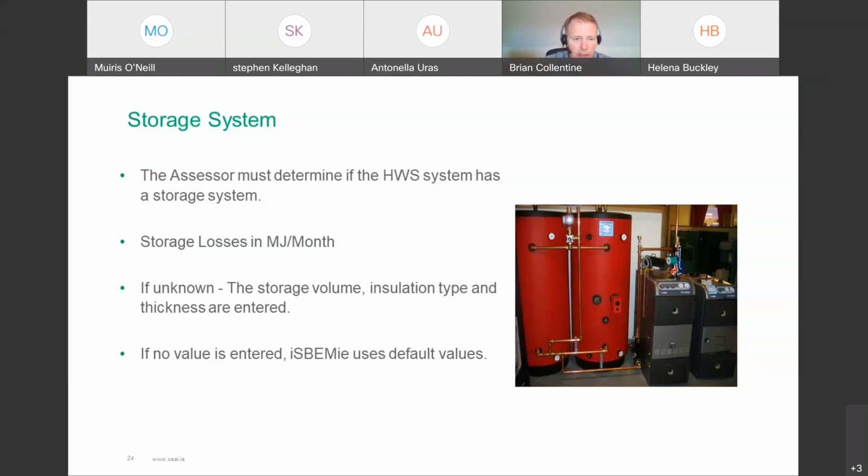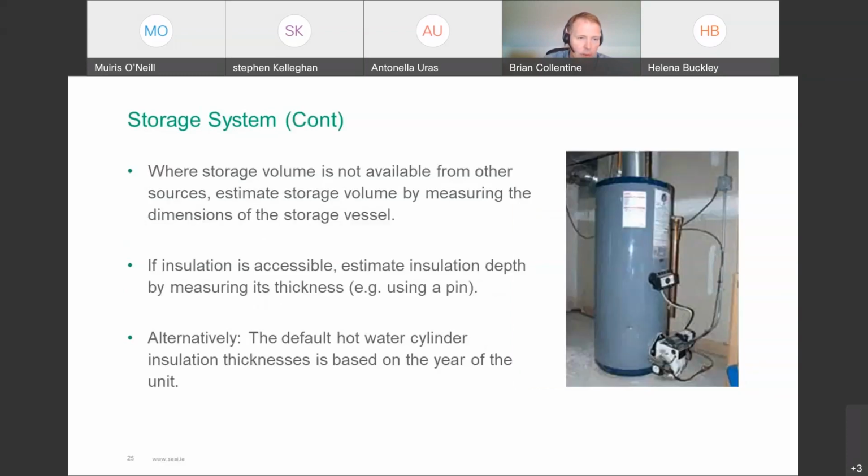So on the right-hand side, you see a typical system. Generally, there'll be a label of some description on it that you can use in terms of megajoules per month, generally. But where storage volume is not available from other sources, estimate the storage volume by measuring the dimensions of the storage vessel on site. So that would be common enough in terms of practice out there.